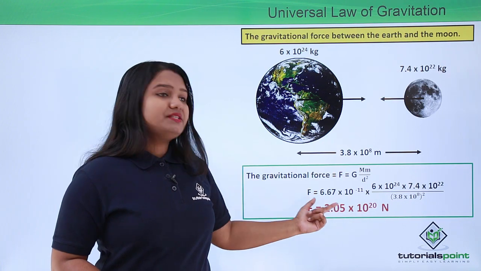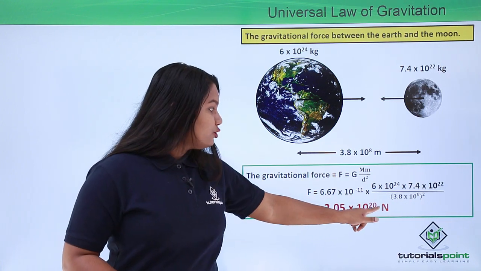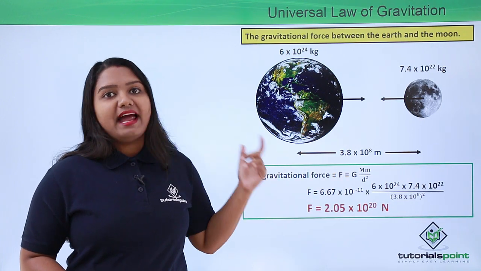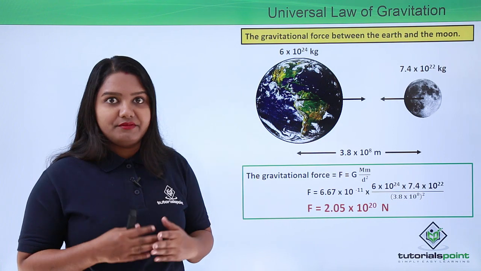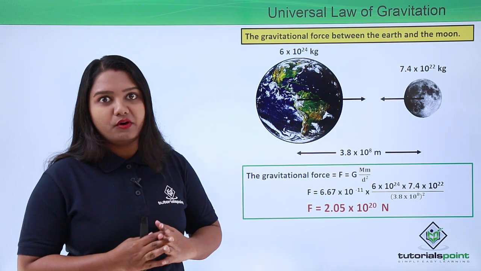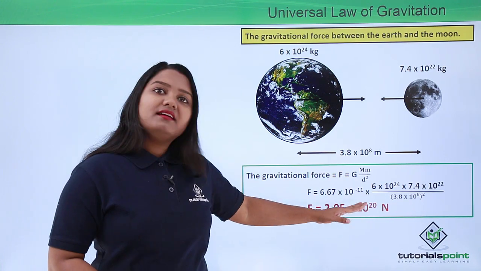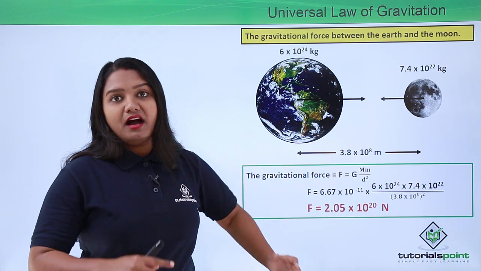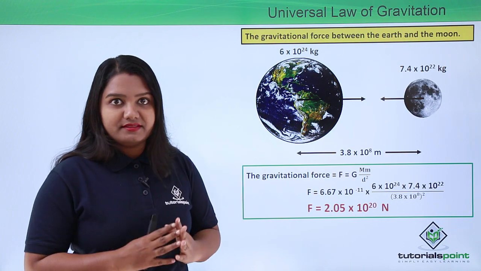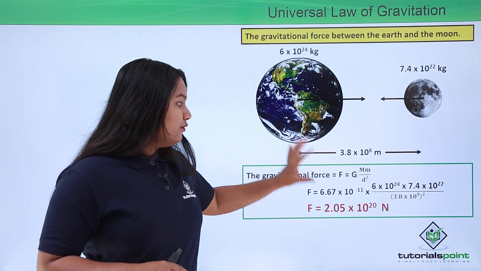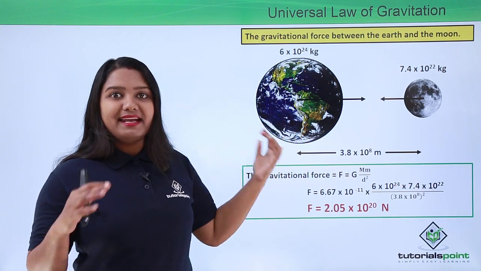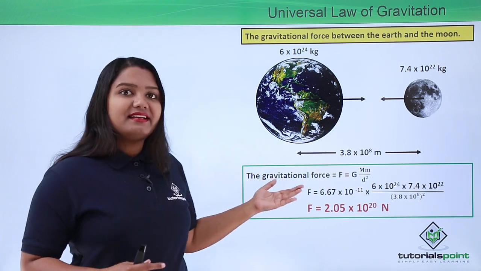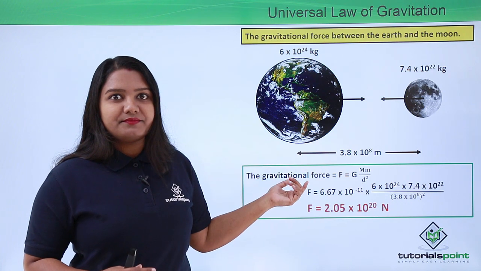So this force is very large. Here the superscript of 10 is 20. But in the previous case, we had the superscript to be minus 11, which was extremely small. But in this case, the superscript of 10 is 20. Can you imagine how big it is or how large it is? So here the force of gravity is very large, and that's the reason why it is apparent in this case.